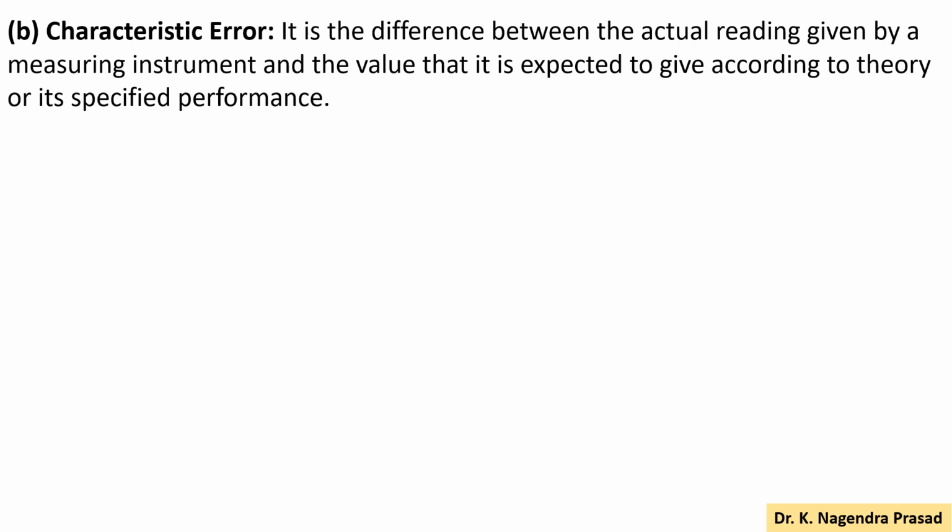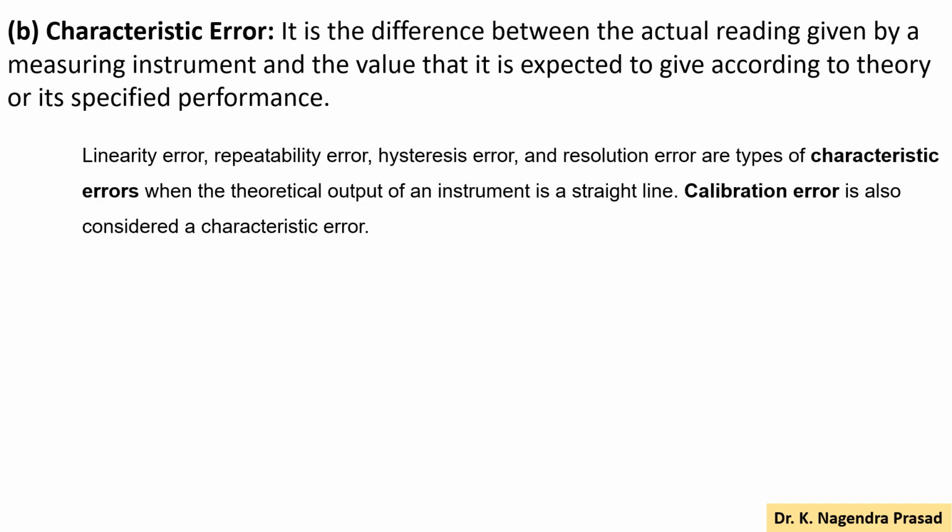Next we discuss the characteristic error. It is the difference between the actual reading given by a measuring instrument and the value that is expected according to theory or its specified performance. Linearity error, repeatability error, hysteresis error and resolution error are the types of characteristic errors when the theoretical output of an instrument is a straight line. Moreover, calibration error is also considered a characteristic error.